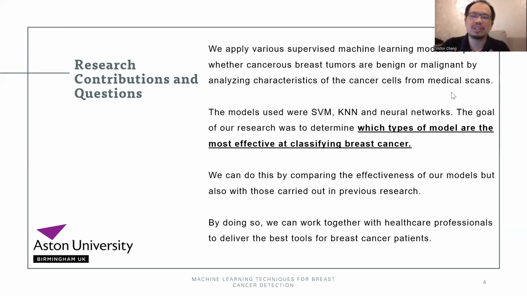So by comparing the effectiveness of our models, we can also work with those carried out in the previous research. We can always keep improving, and we're going to work together with healthcare professionals to deliver the best tools for breast cancer patients in order to resolve the problem together. And in this case, it's very interdisciplinary.